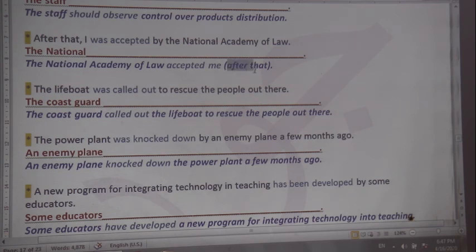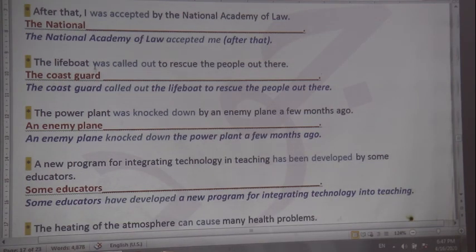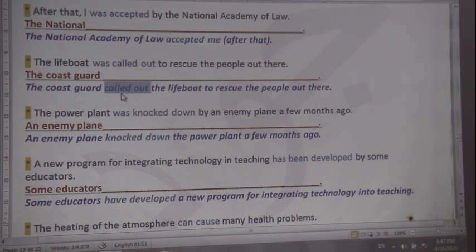The information between the brackets is optional. Now the lifeboat was called. Another example in the past simple passive, and we only need to use the second form in the past simple active. So the Coast Guard called out. Now the power plant was knocked down by an enemy plane a few months ago. Now an enemy plane knocked down. So also it is in the past simple, and here we need the second form of the verb. So always the past simple passive is changed into past simple active, namely the second form of the verb.